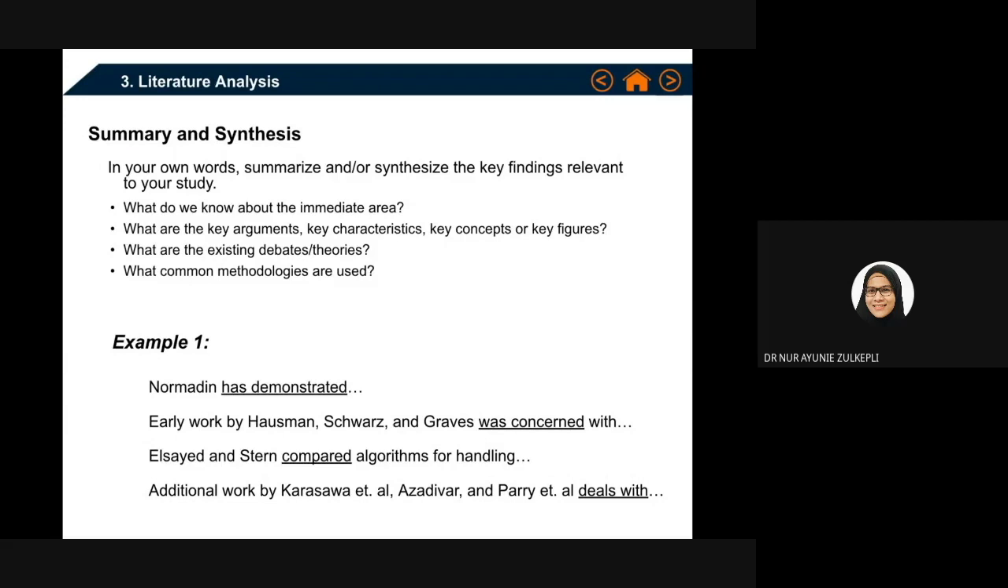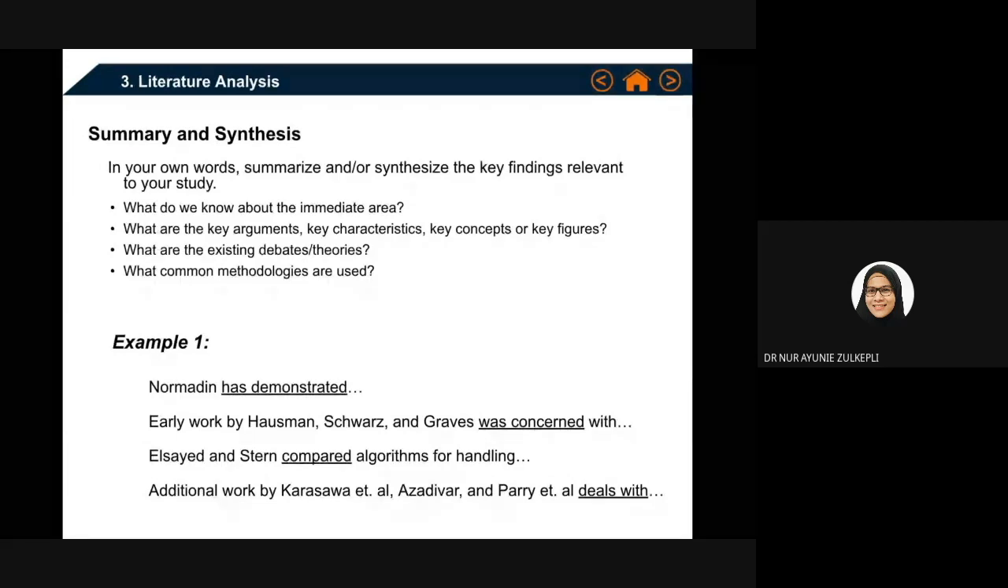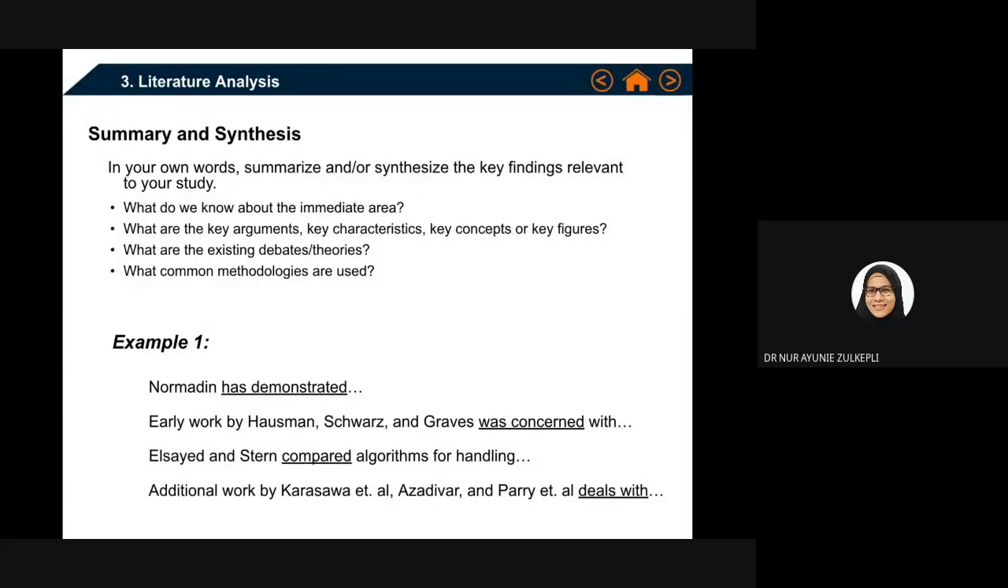Now focus on summarizing and synthesizing the data. After you extract the data, you need to summarize and synthesize it into the form of your own literature review. You need to use your own words to summarize and synthesize the topic from the literature. So what do we know about the immediate area? What are the key arguments, key characteristics, key concepts, key figures? What are the existing debates or theories? What common methodologies are used?